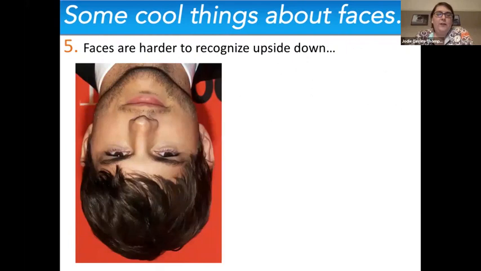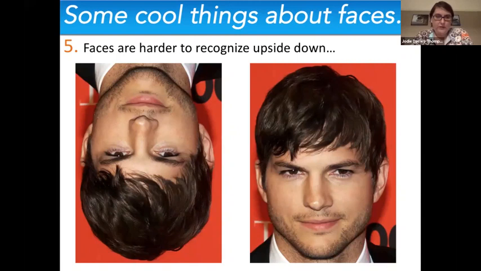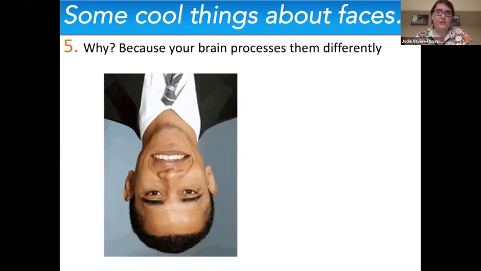So another thing is that faces are harder to recognize upside down. You might guess who this is. It's actually Ashton Kutcher, right? Whereas if I showed you the upright face first, you'd instantly know. With an upside down face, it just takes that extra little bit of time, like, oh, is it him? Is it him? So it just takes that extra bit of work from your brain to tell who it is. And the reason is because brains process upside down faces differently to upright faces.